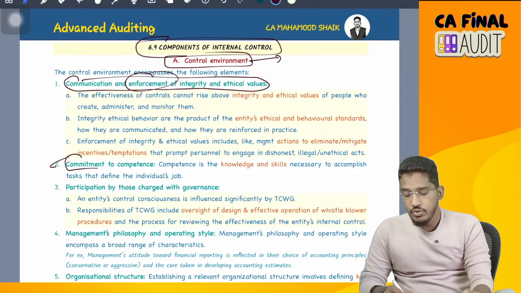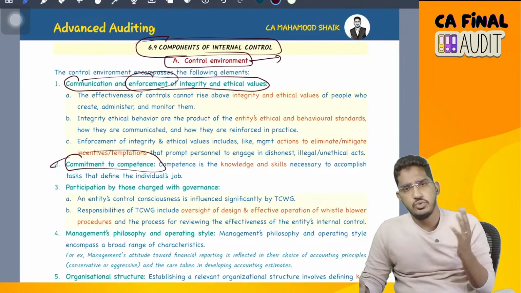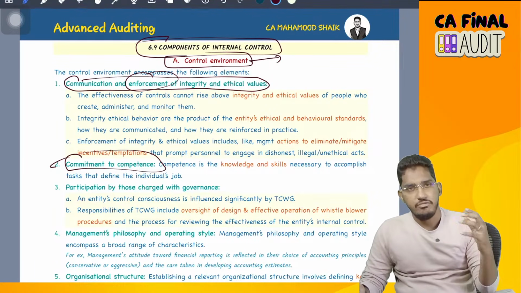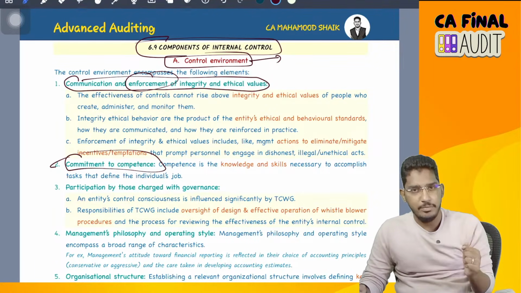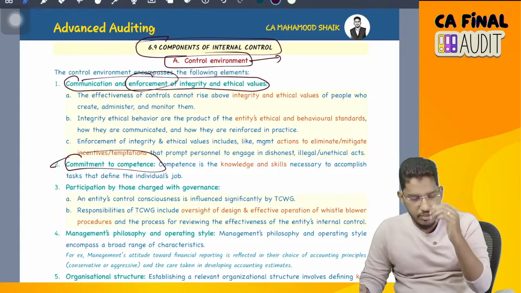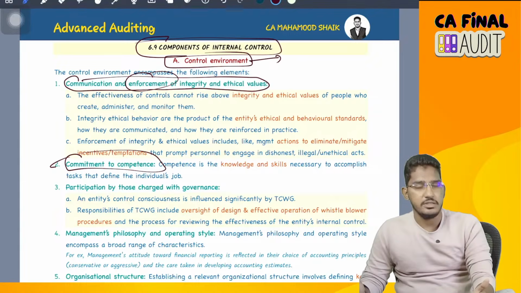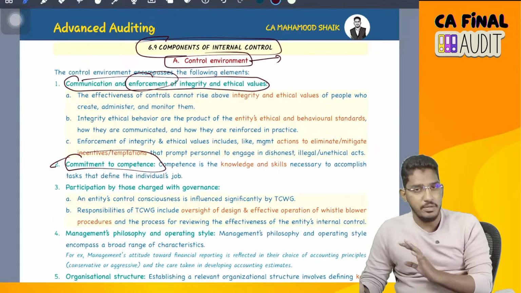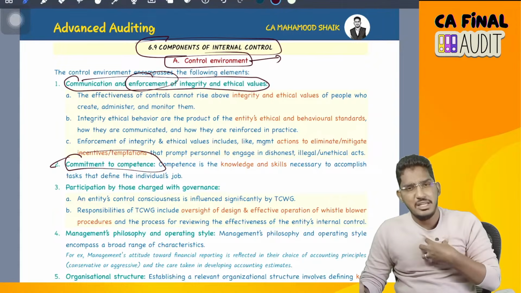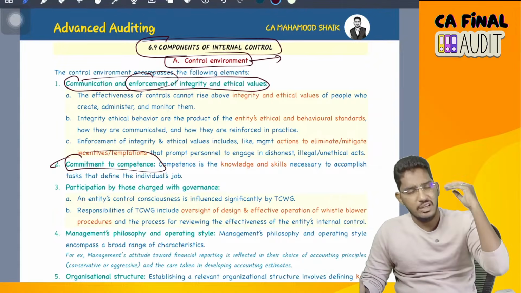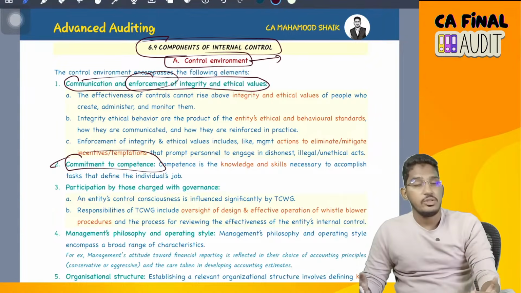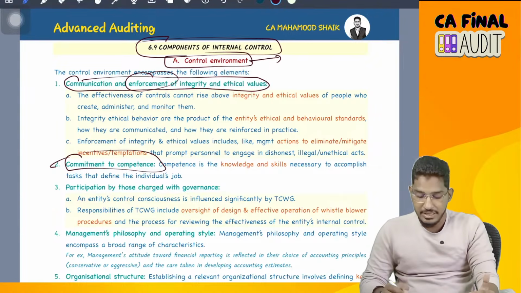Then commitment to competence. As management, you should always show your commitment to capabilities. When you are recruiting, show your commitment to capabilities. When you are promoting, show your commitment to capabilities. So don't recruit incapable people, don't promote unnecessary people. You should not do that. As management, you should always show that you are committed to the capabilities, so that you have to demonstrate. By that, a good culture will be created.